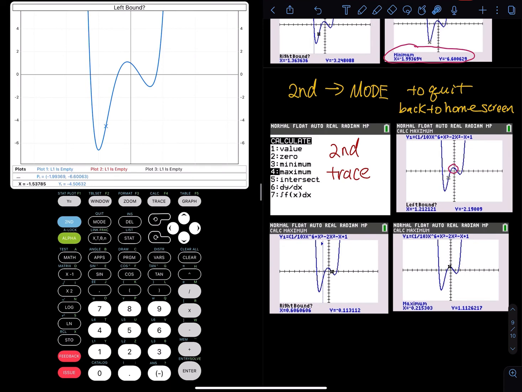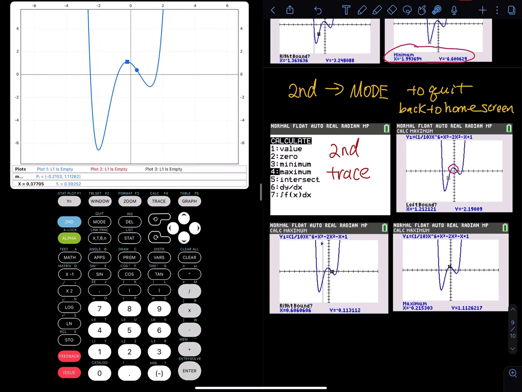I am placing the cursor on the left hand side of the maximum, anywhere on the left hand side. As long as that is on the left, you will be okay. And then you place the right bound on the right hand side of the maximum, and then you click enter, and you will see the maximum. On my calculator, I have a blue box. In row 2, that tells me negative 0.21, comma 1.11. So that is the maximum. That is what you see in your graphing calculator.